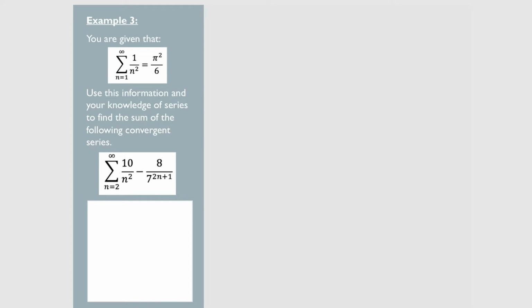Okay, so our last example in WeBWorK that I want to work through is this one here that says you are given that the infinite series, n equals 1 to infinity of 1 over n squared, is a convergent series and the sum is pi squared over 6. Use this information and your knowledge of series to find the sum of the infinite series, n equals 2 to infinity of 10 over n squared minus 8 over 7 to the 2n plus 1.